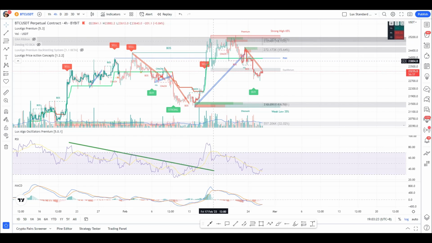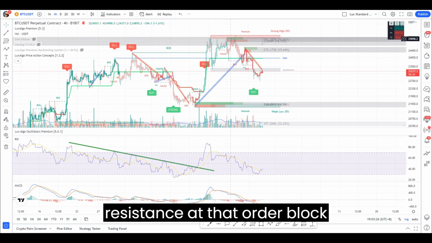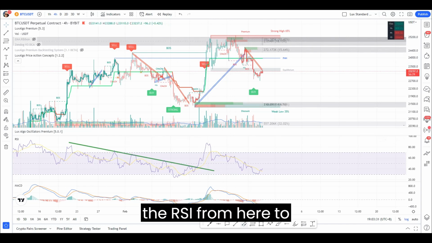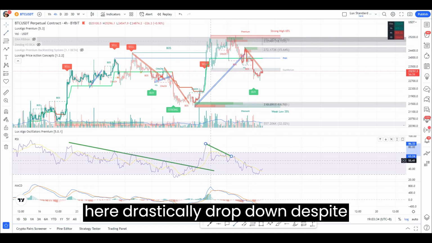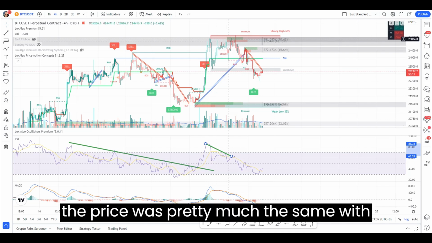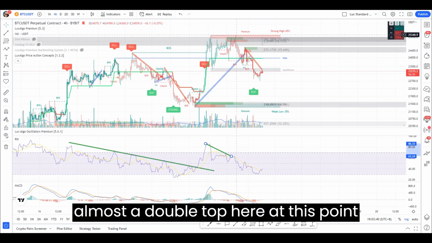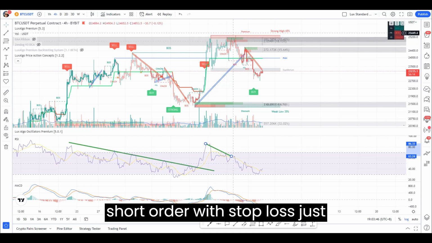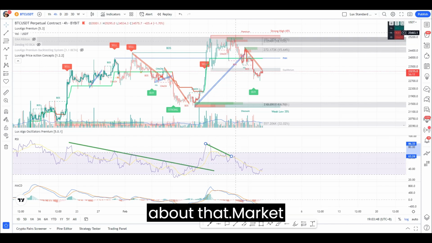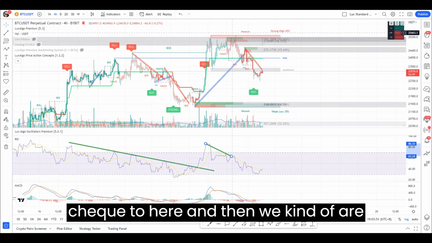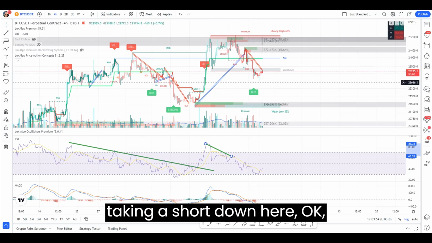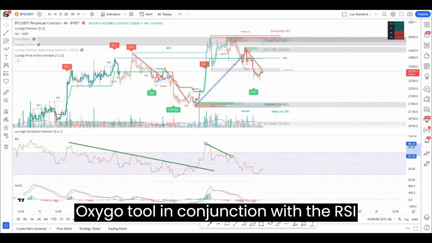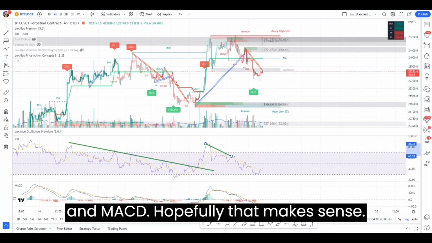Market went down, bounced back, found resistance again at that order block. And as you see here, the RSI from here to here drastically dropped down despite the price being pretty much the same. It was almost a double top here. At this point in time, I placed a short order with a stop loss just above the market structure here, and then we're kind of taking a short down here. Okay, that's how you would trade with the Lux Algo tool in conjunction with the RSI and MACD. Hopefully that makes sense.